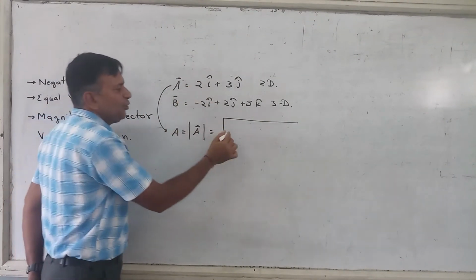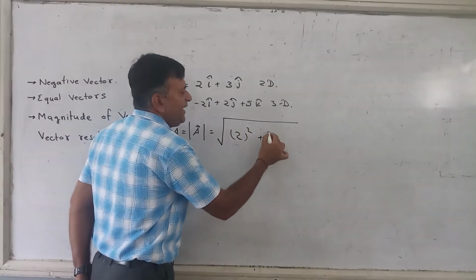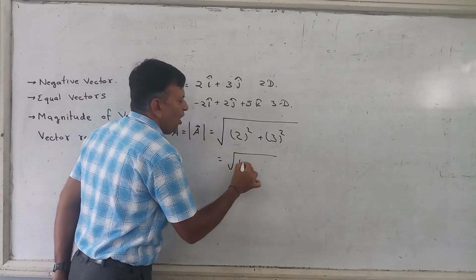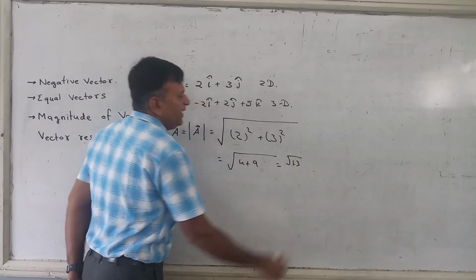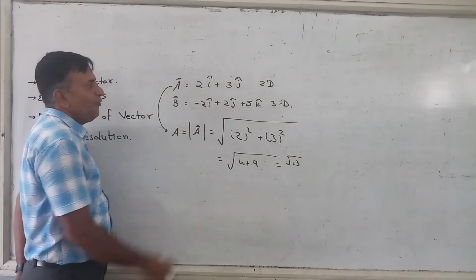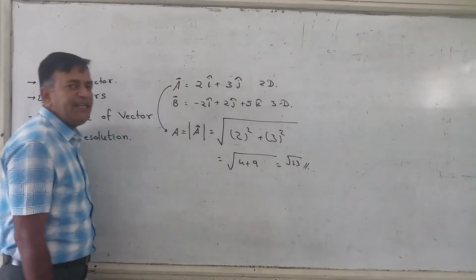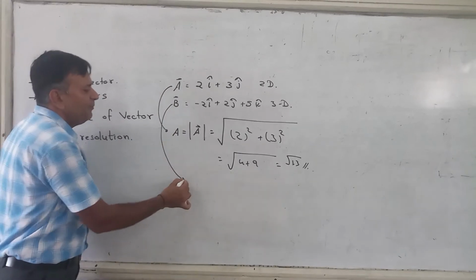The first number is 2, so make the square of 2. The second number is 3, make the square of 3. This gives you the square root of 4 plus 9, which is the square root of 13. So what is the magnitude of vector A? It is root 13. Okay, what about the magnitude of B?